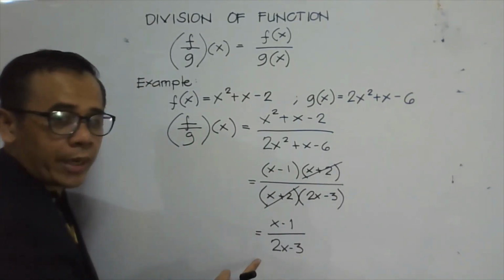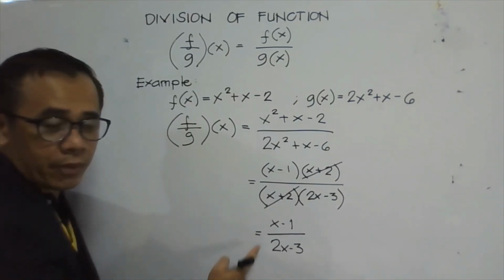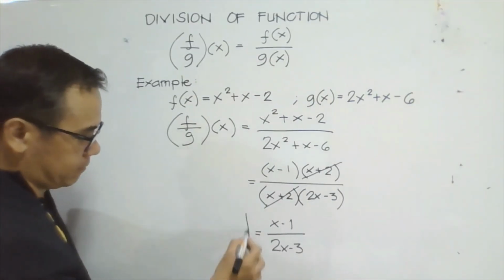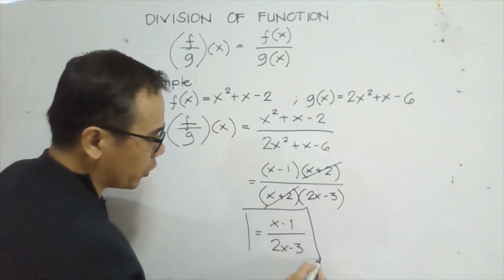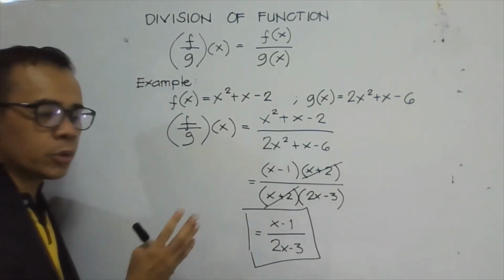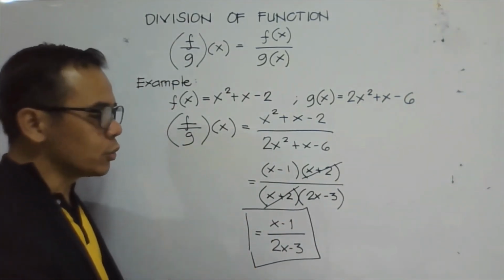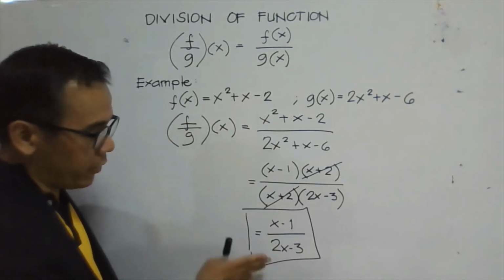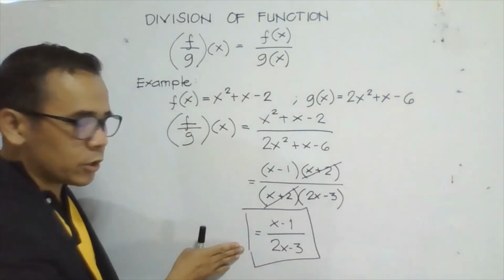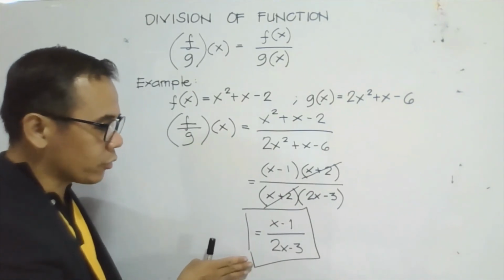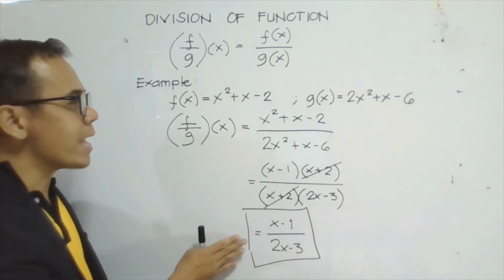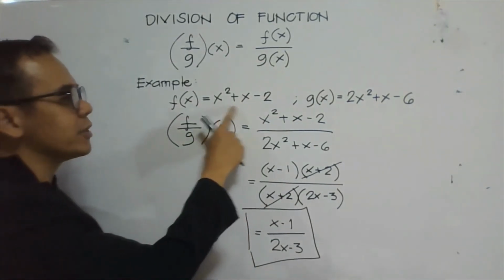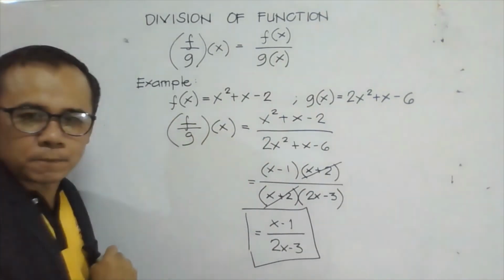It is because we cannot do anything anymore about this. Okay, so make sure in the division of functions to always reduce it to the lowest term. Now in this case, we can't do anything anymore about this. So therefore, this is now our final answer for the quotient of these two functions.